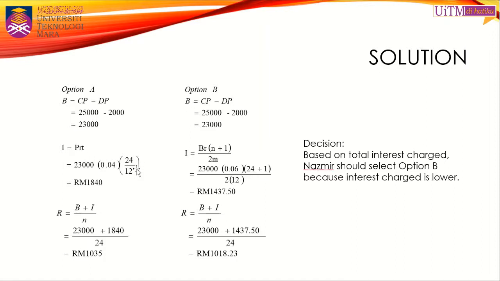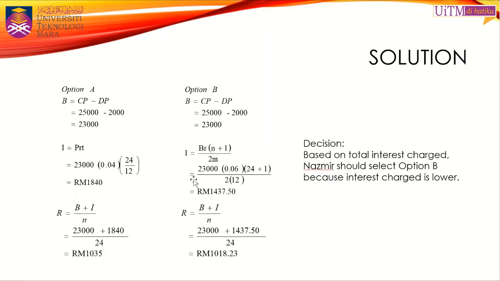Why 24 divided by 12? Because 24 is in monthly basis, and you know that T is always in years. So in order to convert the month into years, you divide by 12. So calculating these values, you get the interest amount for option A is 1,840.